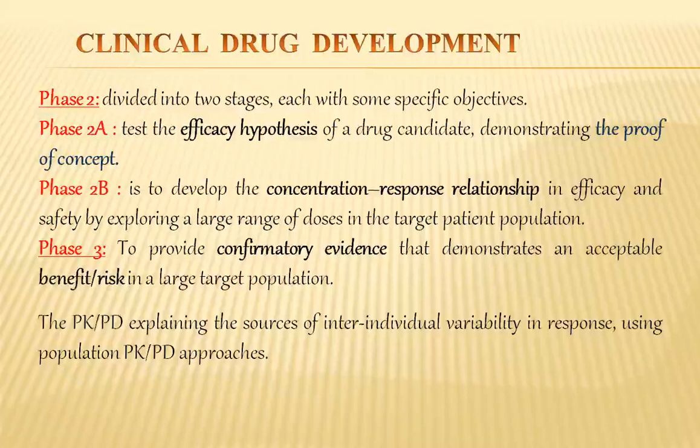in target patient population. Phase 3 is to provide confirmatory evidence that demonstrates an acceptable benefit risk in a large target population. The pharmacokinetic and dynamic models explain the source of inter-individual variability in response using population pharmacokinetic and dynamic approach.